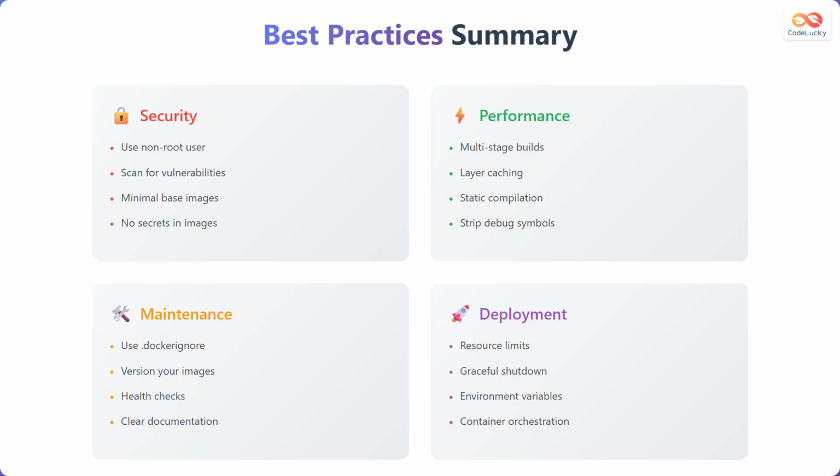Optimize layer caching by ordering Dockerfile instructions properly. Use static compilation to eliminate runtime dependencies, and strip debug symbols to reduce binary size. For maintenance, create comprehensive .dockerignore files, version your images consistently, implement health checks for container monitoring, and maintain clear documentation. For deployment, set appropriate resource limits, implement graceful shutdown handling, use environment variables for configuration, and leverage container orchestration tools like Kubernetes for production deployments.